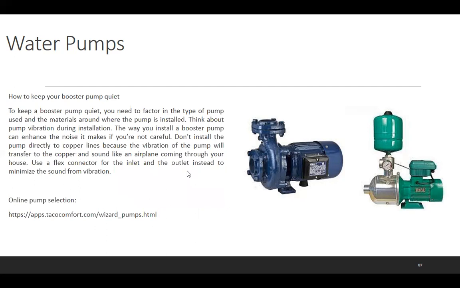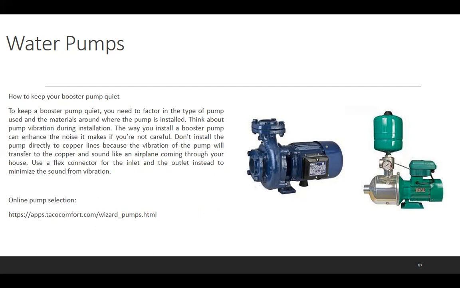So how do you keep your booster pump quiet? To keep a booster pump quiet, you need to factor in the type of pump used and the materials around where the pump is installed.